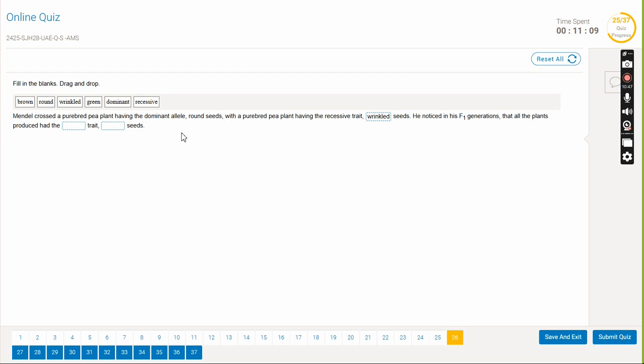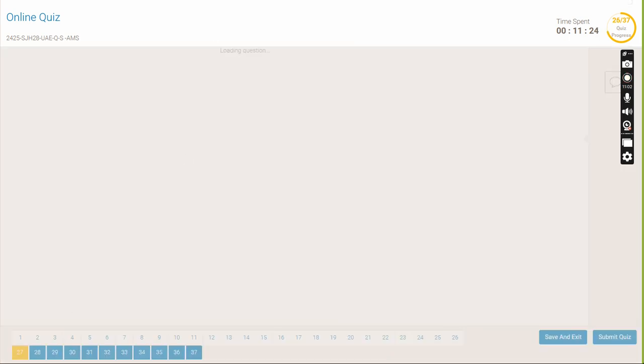He noticed in the F1 generation that all plants produced, what did they produce? A dominant trait. You could only see the round seeds. And the seeds were all round. You can see that in the ebook when you read the experiment about it. You will check that. You'll see it.